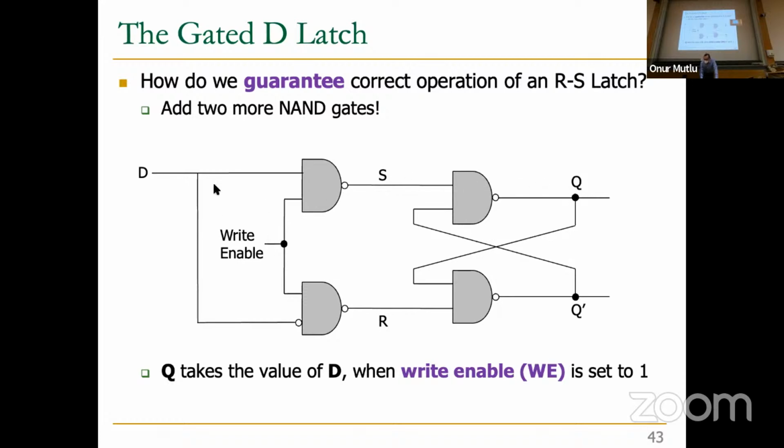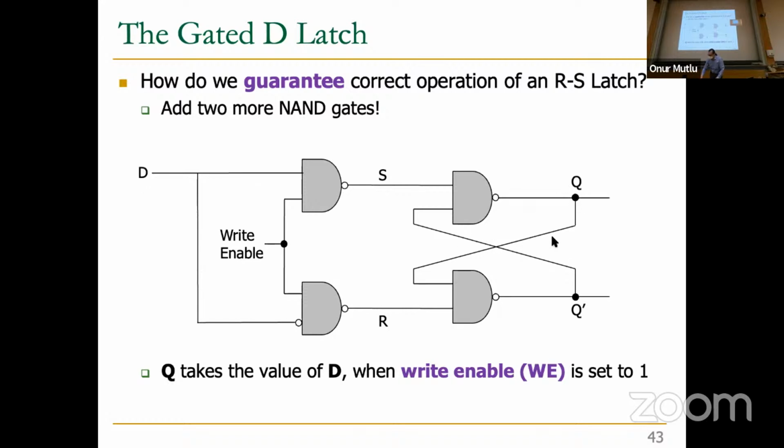If write enable is 1 and we want to pass the D value of 0, it's better to take a look at this over here, because this does exactly the opposite. Write enable is 1, D is equal to 0 over here. So this becomes a 0, and this becomes a 1. So Q bar is a 1, and Q becomes 0 again. So if you want to write 0, that's how you write 0.